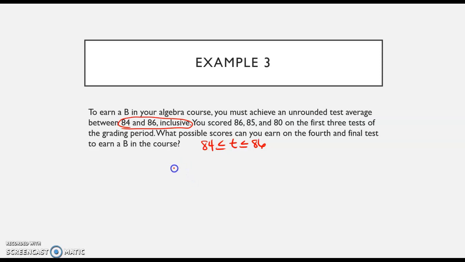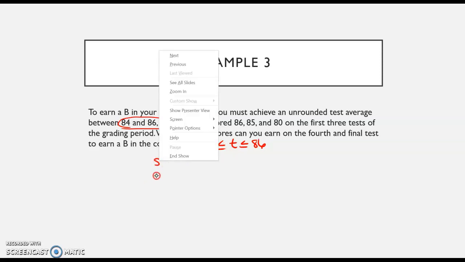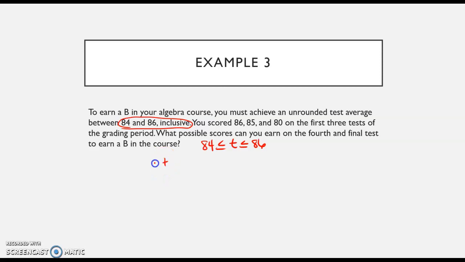So for my test, I'm going to do S for score plus 86 plus 85 plus 80, because when we're finding averages, we have to add up our scores and divide by the number of scores. So there will be 4 scores. Right now we have 3, but the fourth test will make a fourth. So that's my expression that I'm solving for.